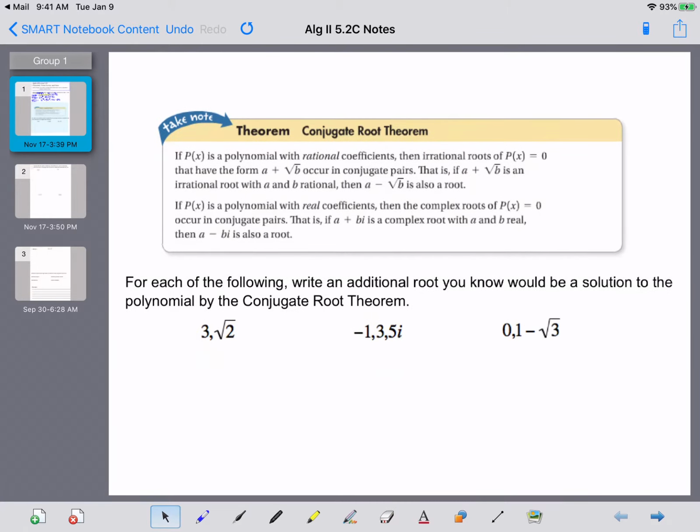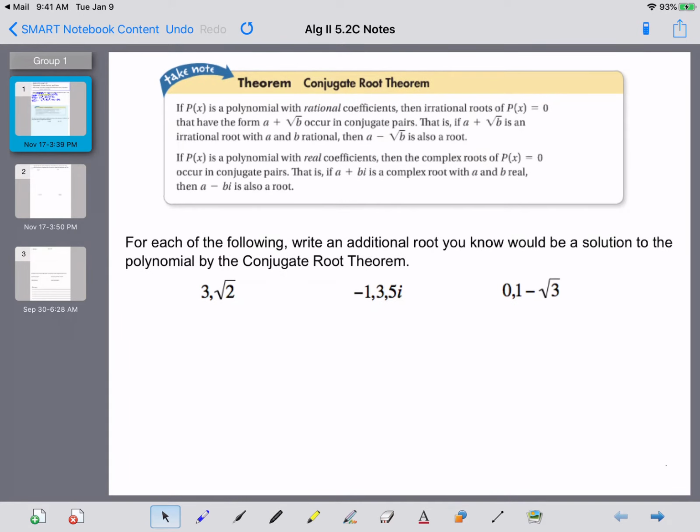So the new idea today is this conjugate root theorem. It says if p of x is a polynomial with rational coefficients, then irrational roots, the ones that have square roots in them, are going to have the form a plus the square root of b. And they always occur in what we call conjugate pairs. So that means if a plus the square root of b is a zero, then a minus the square root of b also has to be one of our zeros or roots.